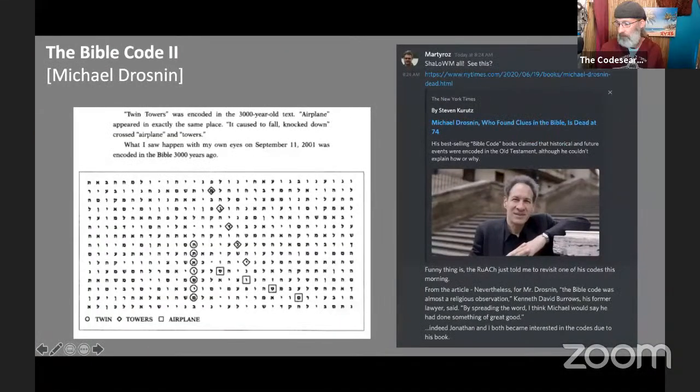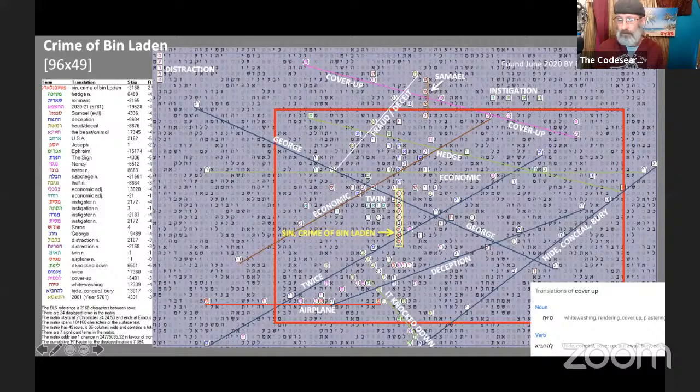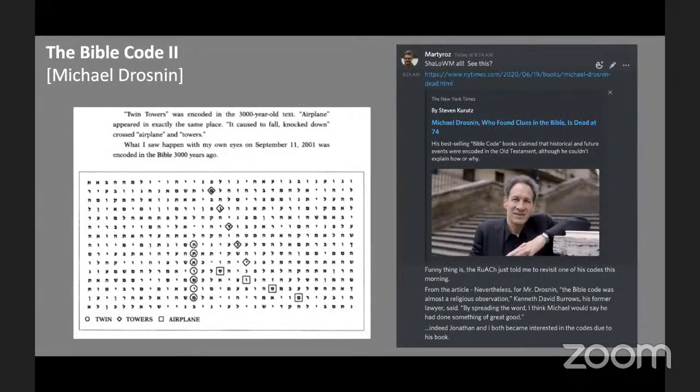Yeah, he died this past year, guys, of COVID-19. Back in June, there was this announcement that Michael Drosnin had died. And we had a discussion over the fact that while the codes he published weren't rigorous, he brought a lot of attention to it. I certainly got interested in them by reading his book. And Jonathan, you said you had gotten interested in them. So it was interesting to go back and look at his codes.